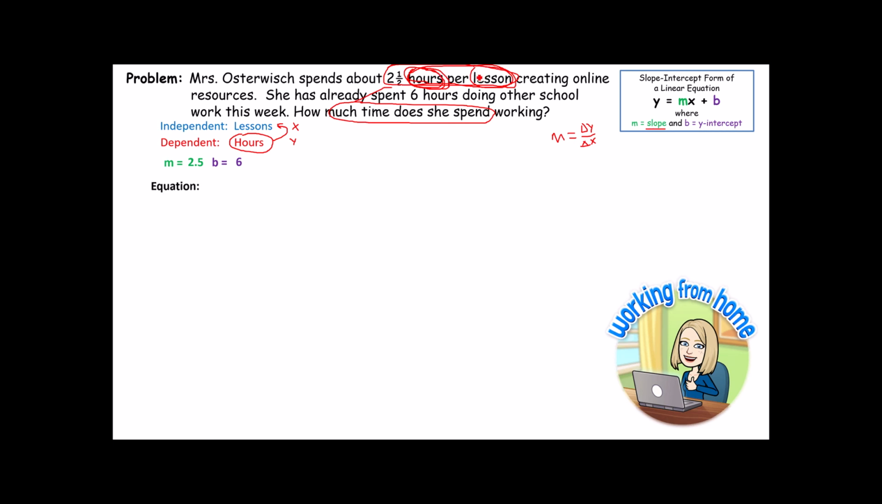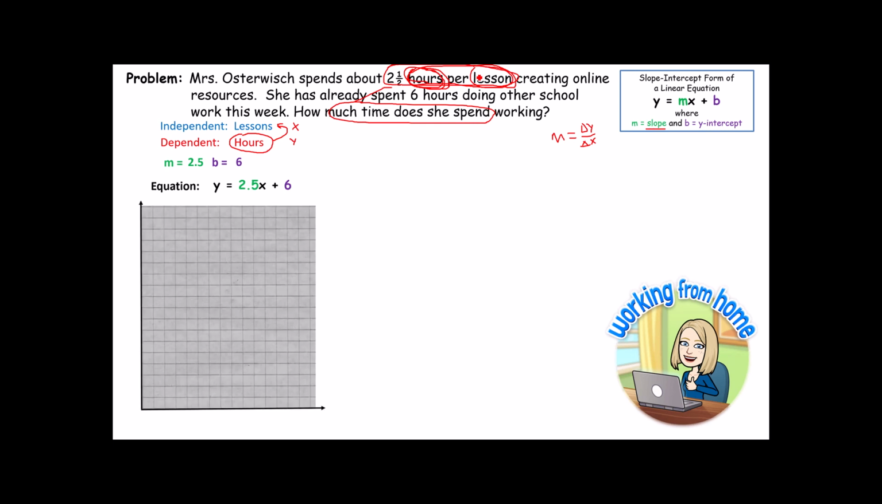Well, once you know those two things, that's really the hardest part, because you can plug those values into your slope-intercept equation, and then you just start to graph. Notice again, x is horizontal, y is vertical, independent horizontal, dependent vertical. In this case, the lesson is horizontal and the hours are vertical. That's very unusual. It still messes with my brain a little bit. And then I just start plotting points.